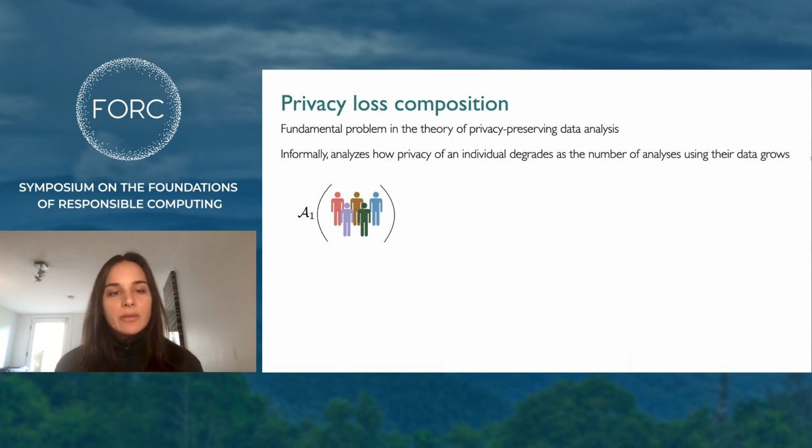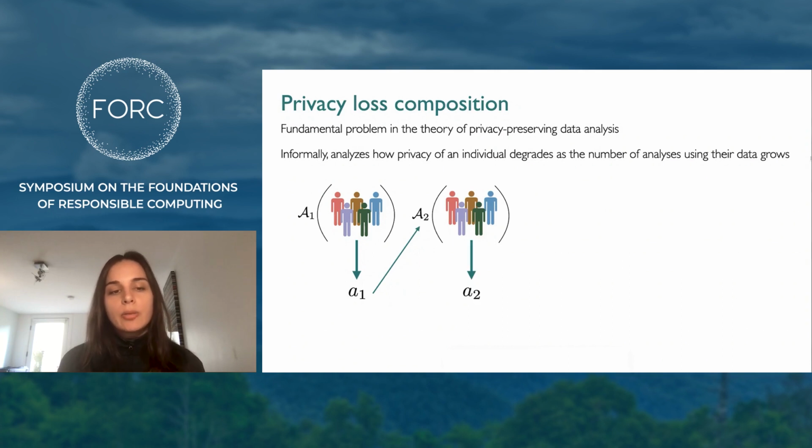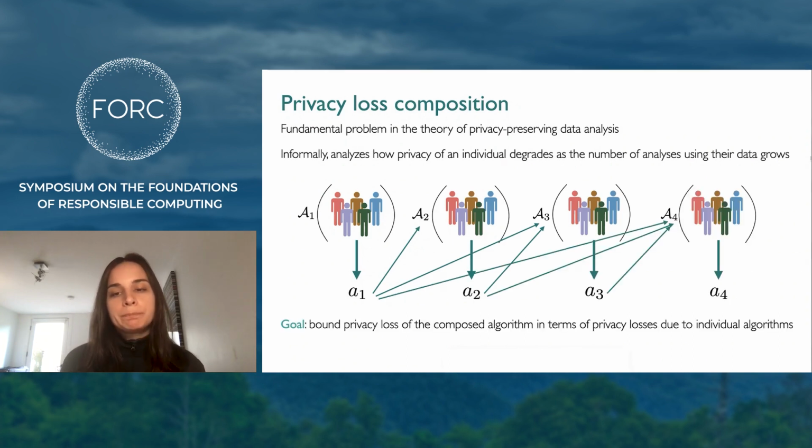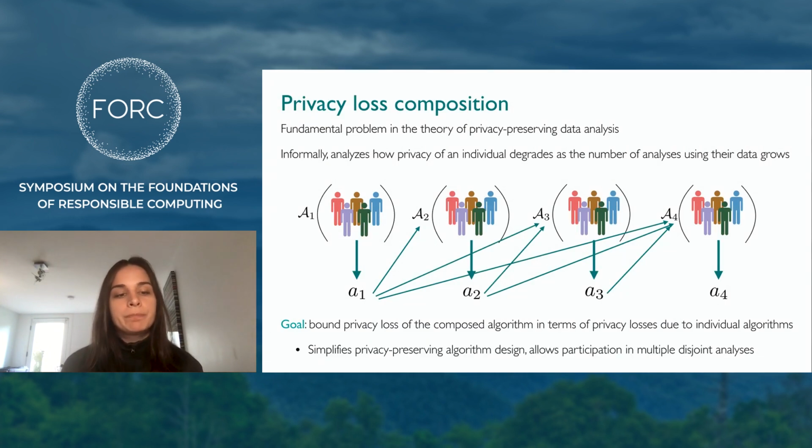So this is the usual setup. We have some data set of individuals, and we run some analysis on this data set. We get an output A1. Then we feed this output into the choice of the next analysis to run. We get another output. Then we feed the first two outputs into the choice of the third analysis to run. We get an output, and so on. And the goal in this setup is to bound the privacy loss of the overall composed algorithm in terms of the privacy losses due to individual algorithms.